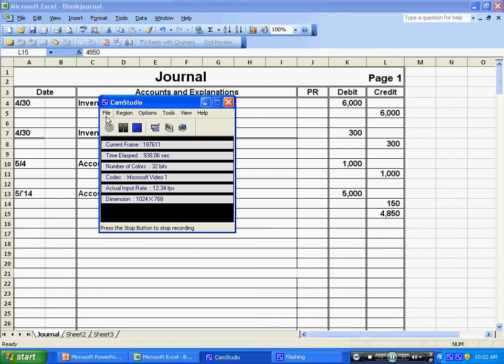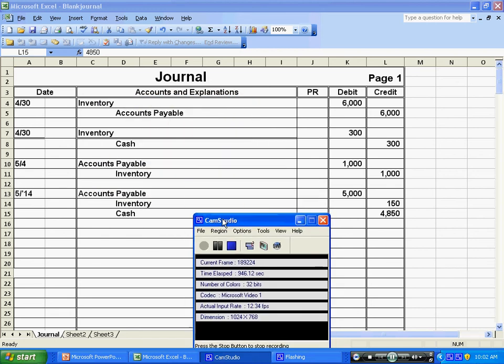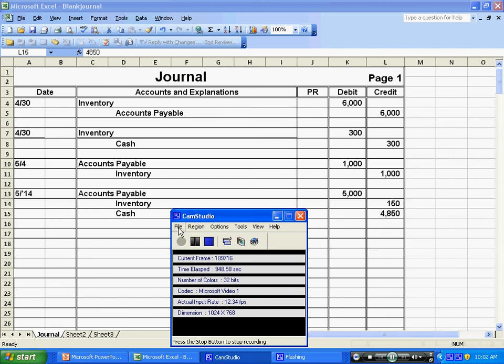So objective number one, purchase of inventory and the related issues we've covered in objective number one.